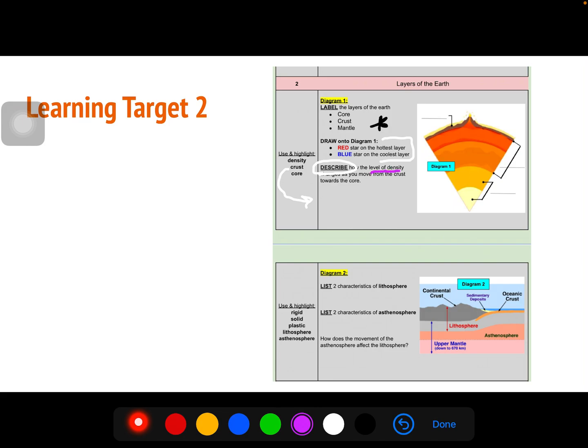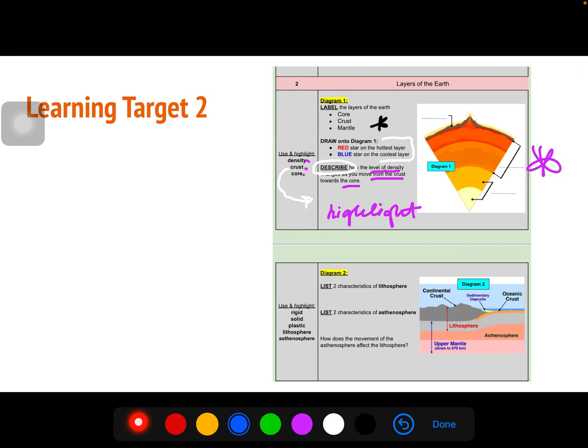So remember, level of density as I move from the crust to the core would be, you already got your 2 words in there. Then tell me about where it's most dense and where it's least dense, and pop those names in as you go, right? So make sure you highlight them in your description. And again, go side by side with your notes, right? This should look really familiar at this point.